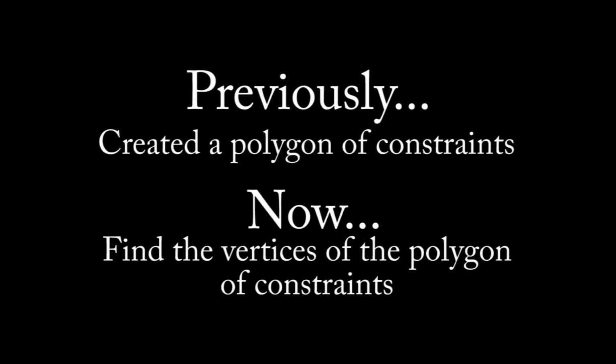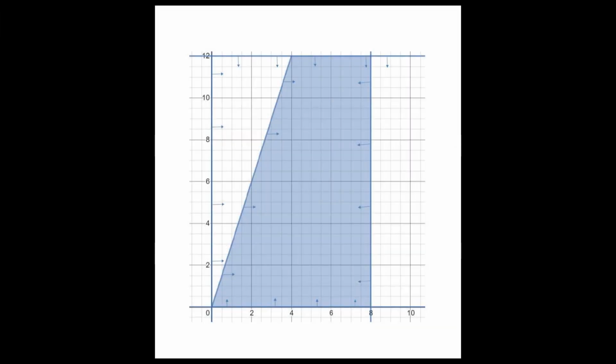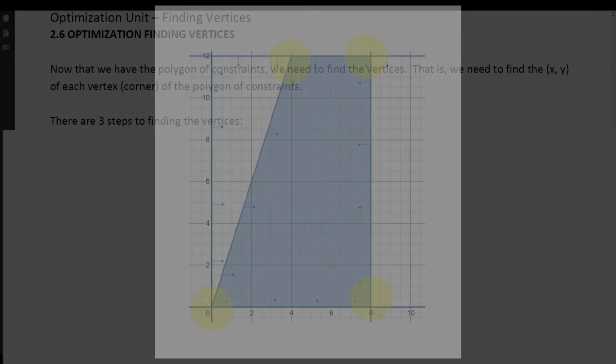In the previous unit, we created a polygon of constraints by mapping out a number of lines on the graph. Now we want to find the vertices, or the place where each of the sets of two lines intersect. That gives us an x and y intercept of those two lines, which are the vertex or vertices, the corners, of the polygon of constraints.